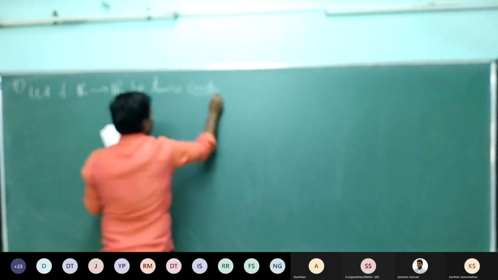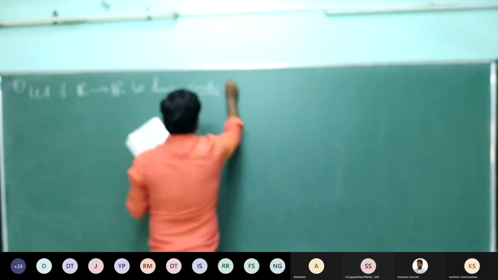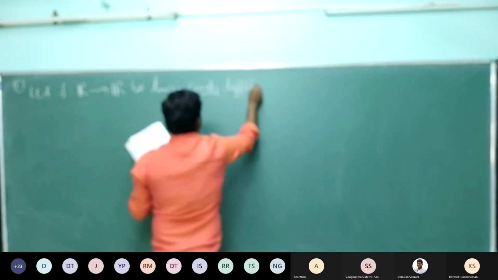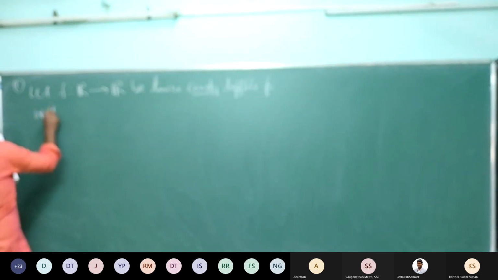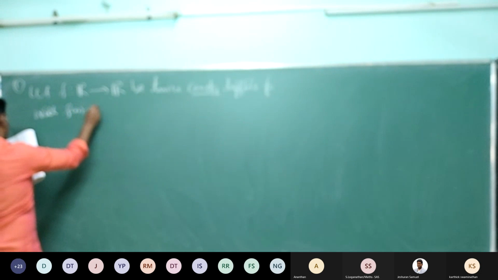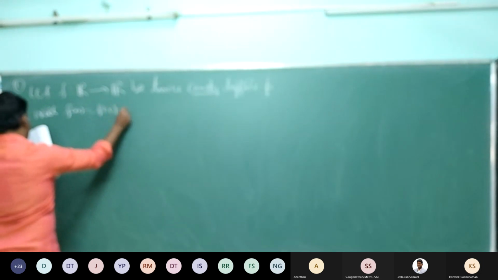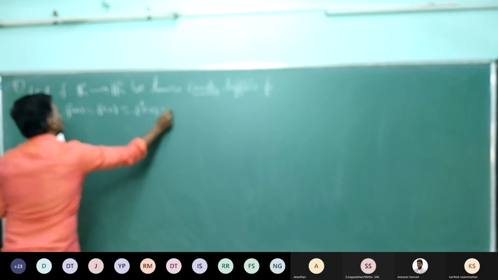First problem, maybe we start with a geometry problem in analysis. Let f going from R to R be a twice continuously differentiable function with f of 0 equal to f of 1 equal to f prime of 0 equal to 0.